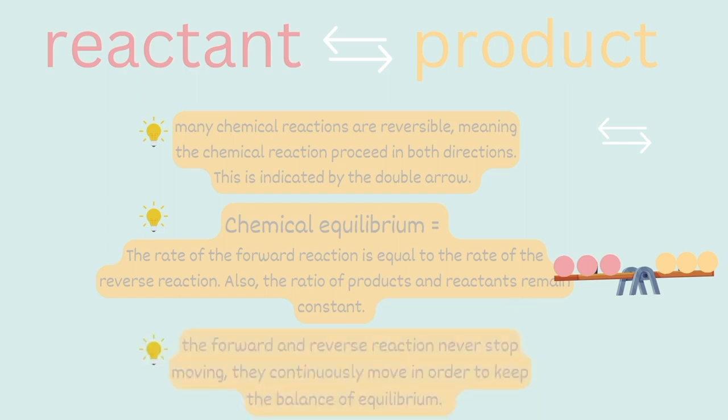Lastly, the forward and reverse reactions never stop moving. They continuously move in order to keep the balance of equilibrium. So a system that is at equilibrium never goes into completion. It keeps working and keeps moving. You can see in the visual here, the forward reaction is moving towards the product. At this very same time, the reverse reaction is moving towards the reactants.